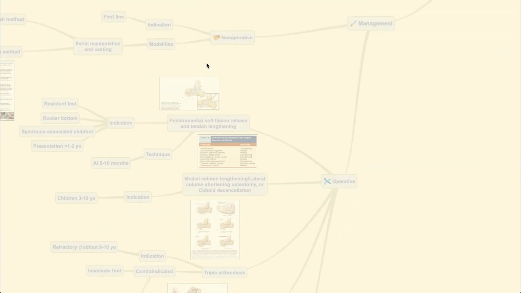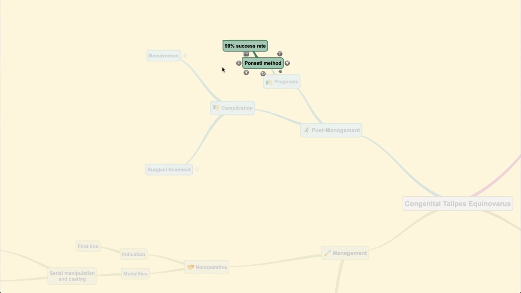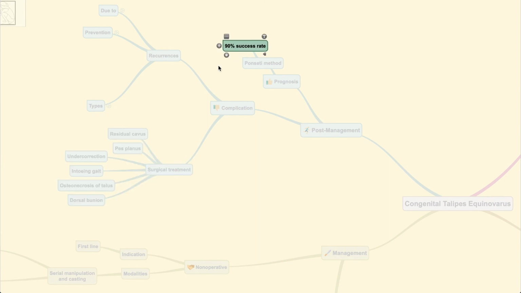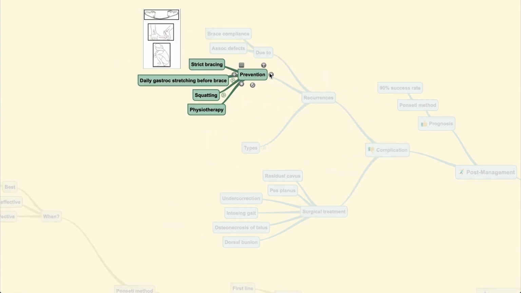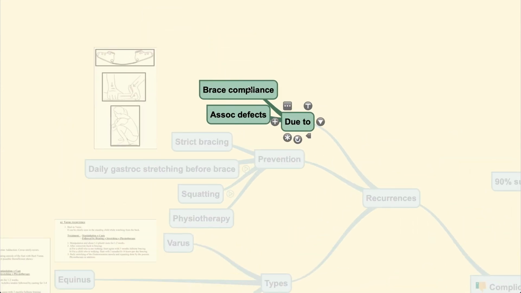Okay, and finally, we will cover a little bit regarding the post-management program. You could see here that the Ponseti usually has a very high success rate, up to 90%, but sometimes complications do occur, such as recurrences. Why do clubfoot recur? Usually it is due to brace compliance. There have been several papers that predict the recurrence of the clubfoot based on brace compliance, and they found a significant correlation between brace compliance and the degree of the recurrence.